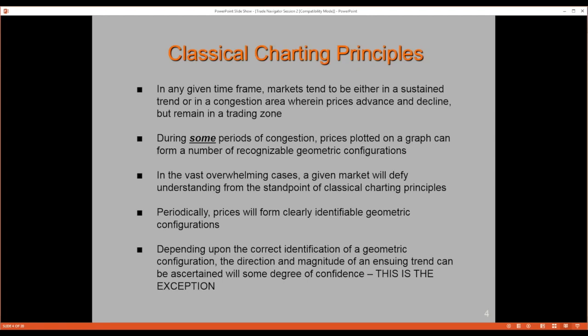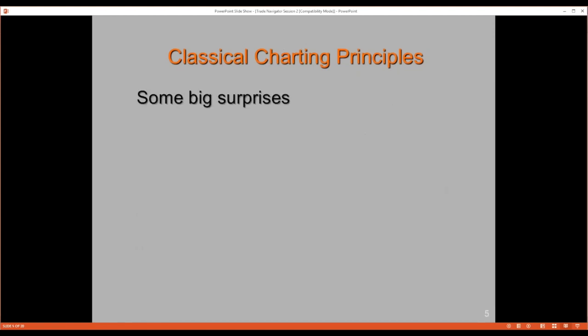Oftentimes a market will form a pattern that you really believe is a certain pattern, and I'll have some examples for you, but the reality is that they really weren't. As time goes on, you find out that's not what they were. True patterns that are truly and correctly identified will do what they are supposed to do, but more often than not, the geometry of a pattern or geometry of a chart is misinterpreted.